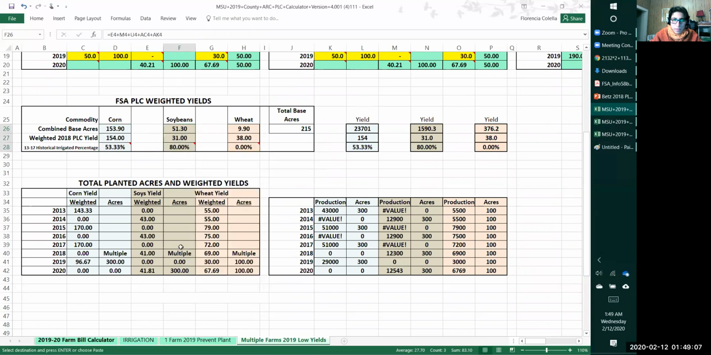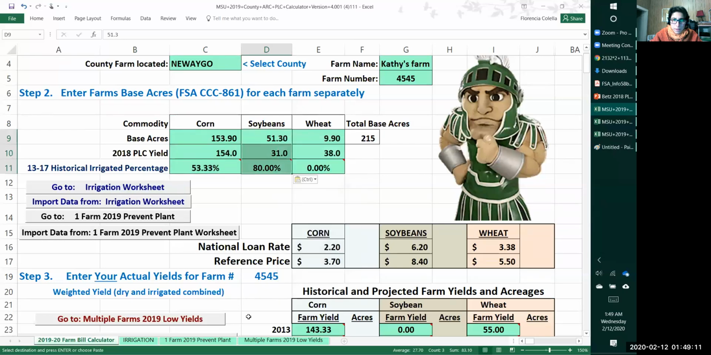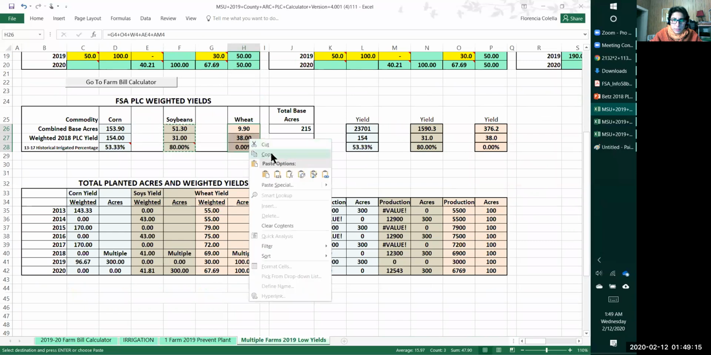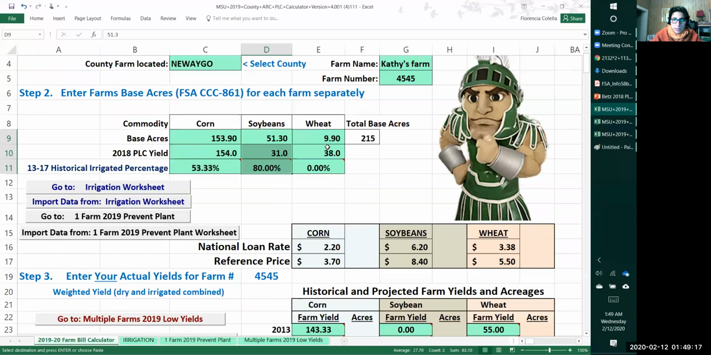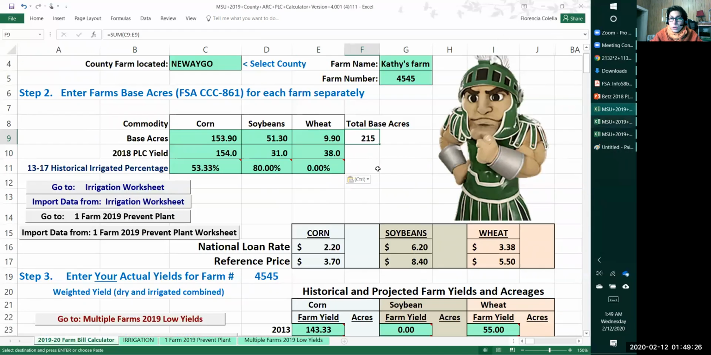Copy, paste. And the same thing for wheat. Copy, paste. You notice we have a lot more base acres now than we used to have. We used to have 72 base acres only, but now it's lumping all 3 farms together.